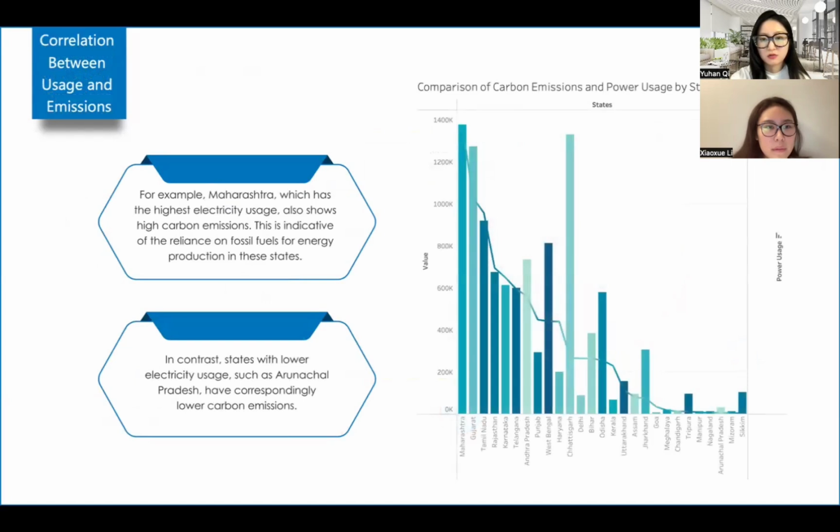We can observe a direct correlation between electricity usage and carbon emission in many states. For example, Maharashtra, which has the highest electricity usage, also showed the highest carbon emission. This is effective, like relying on fossil fuel for the energy production in these states. In contrast, states with lower electricity usage, such as Arunachal Pradesh, have a correspondingly lower carbon emission. The correlation between carbon emission and electricity usage underscores the crucial need to shift towards renewable energy sources to achieve sustainable development.